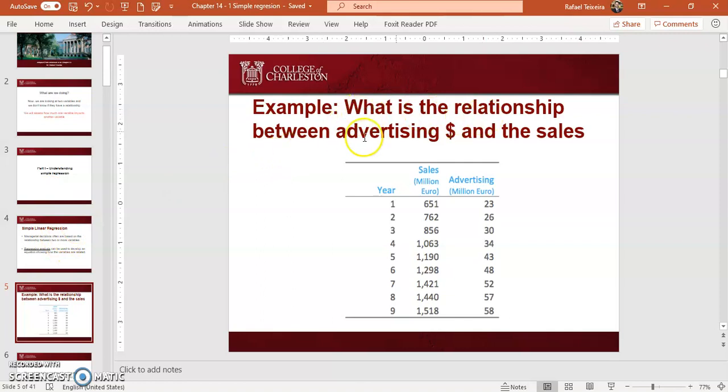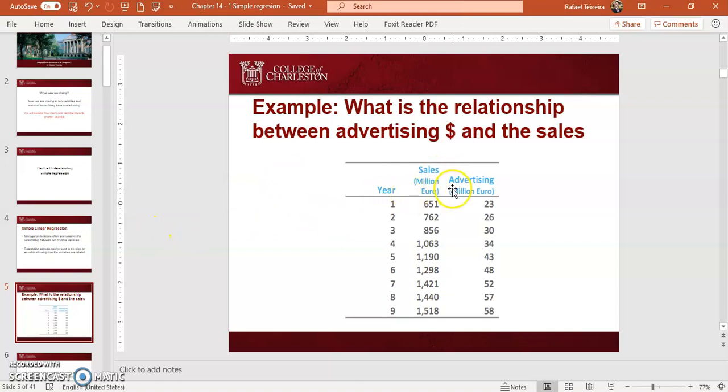So what's the relationship between advertising in dollars, how much a company advertises, and how much the company sells? How much is the company sales? So I have two variables, and advertising tends to affect the sales. The more you advertise, the more you expose your product to people, and maybe you convince more people to buy your product. So what's the relationship between these two variables? This is what we're going to do in simple linear regression.